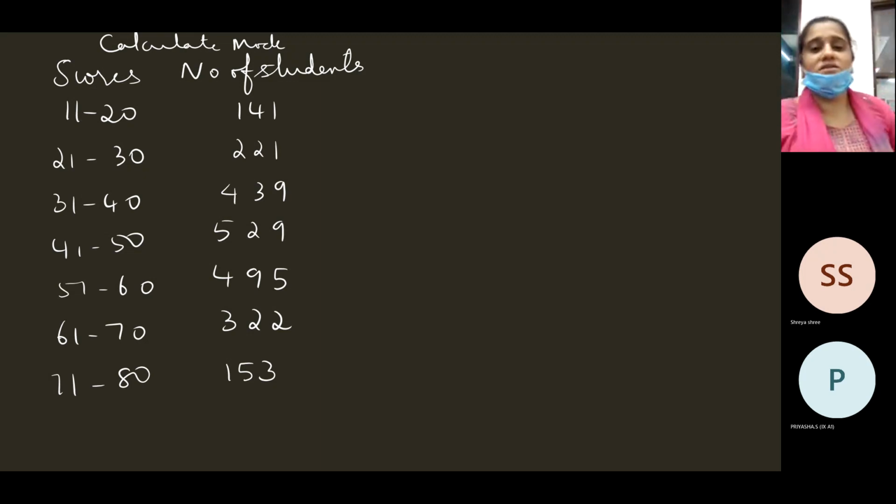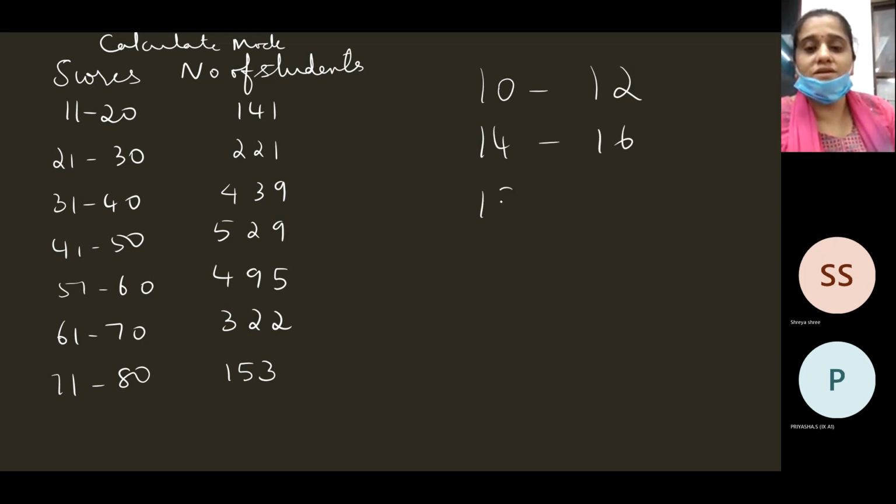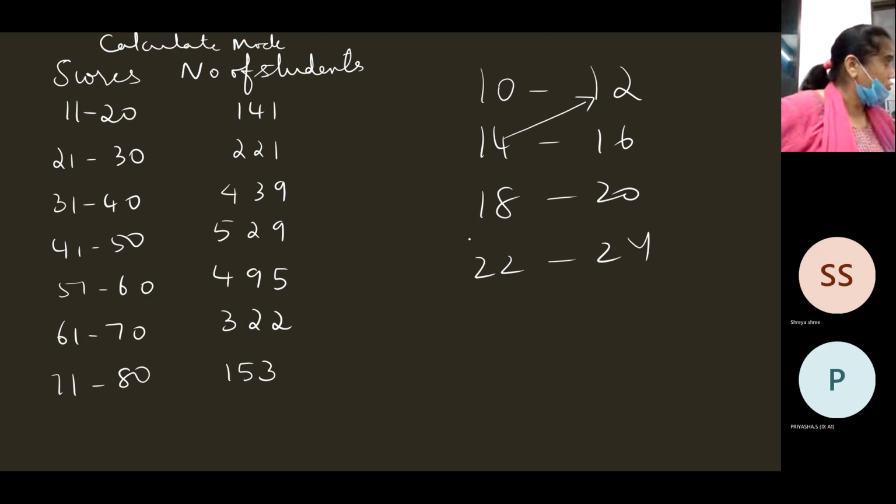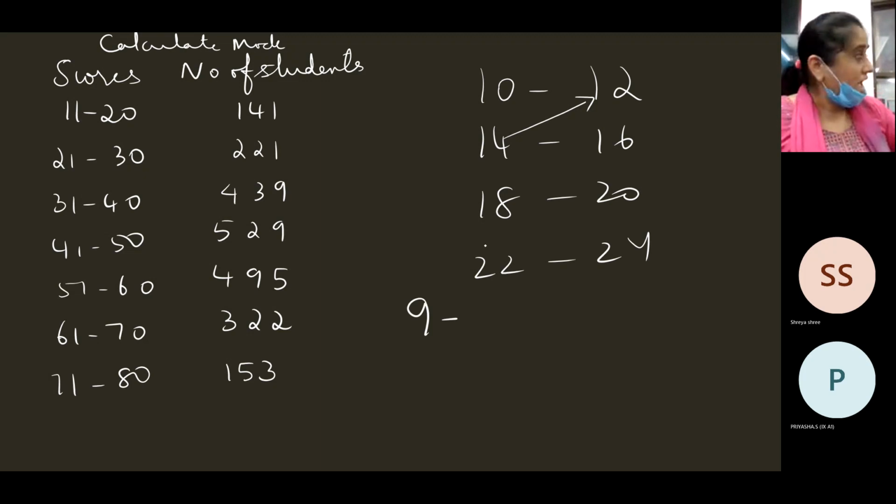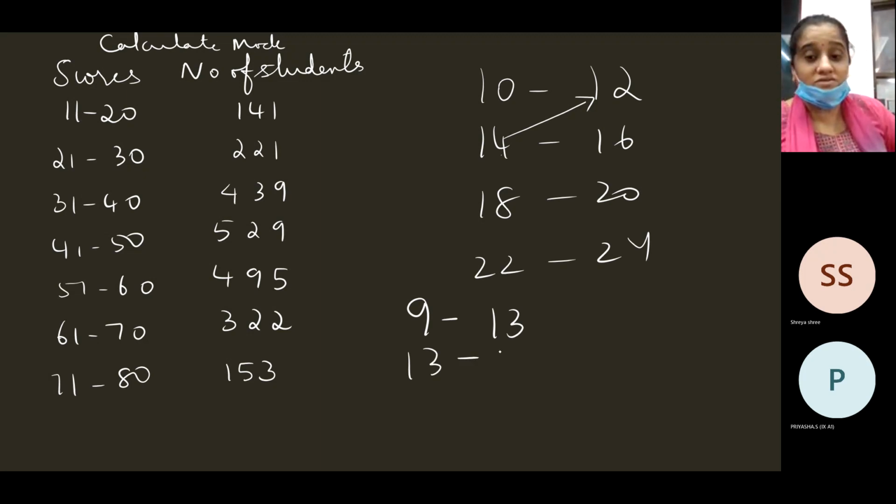Supposing the class intervals are like this: 10 to 12, 14 to 16, 18 to 20, 22 to 24. So what is 14 minus 12? 2. 2 by 2 is 1. So subtract 1 from all the lower limits and add 1 to the upper limits. It will become 9 to 13. 14 minus 1 is 13, add 1 is 17. 18 minus 1 is 17, add 1 is 21. Understand?